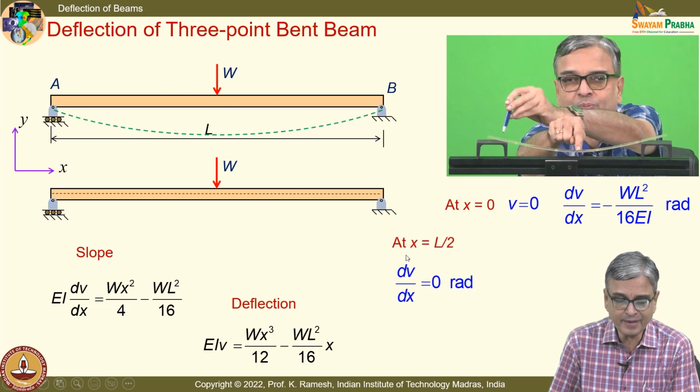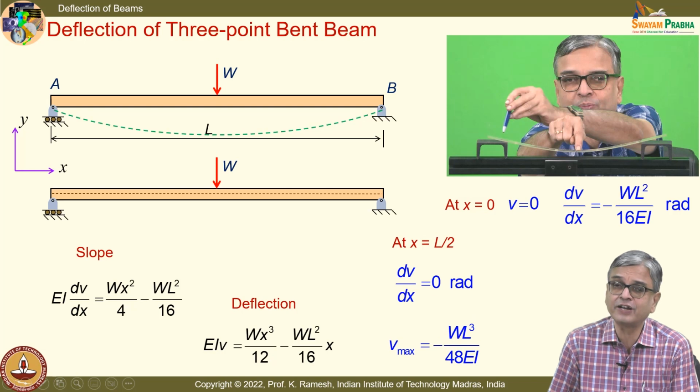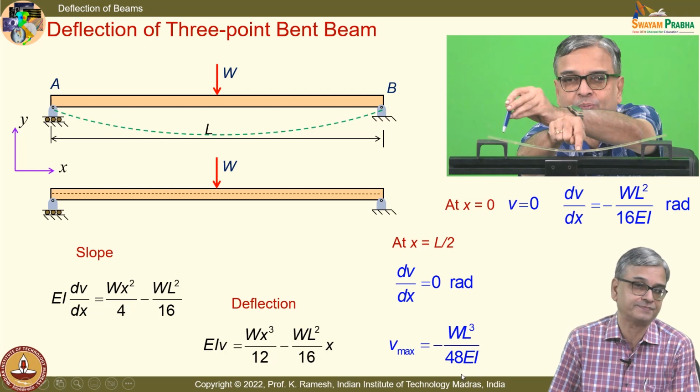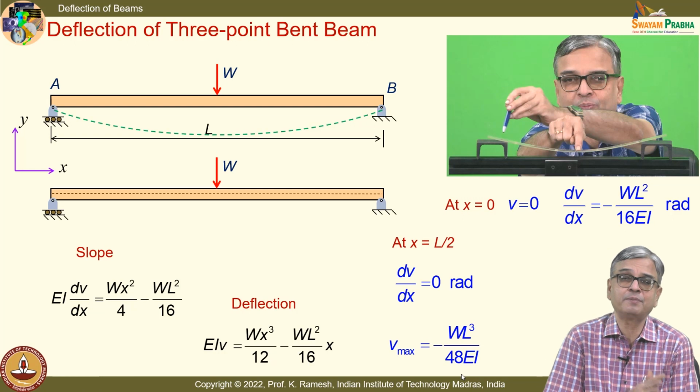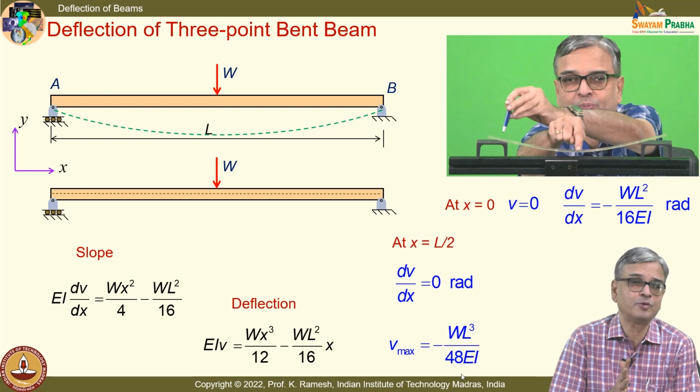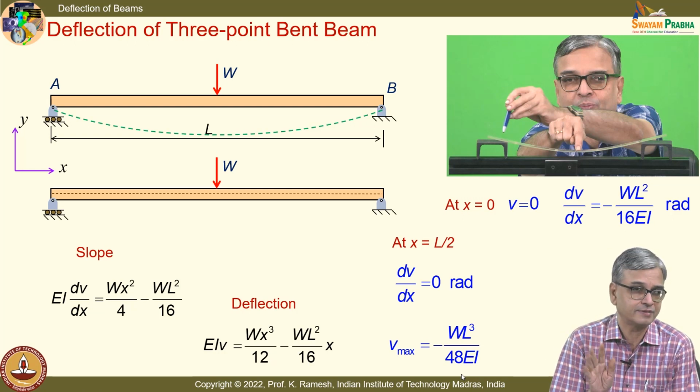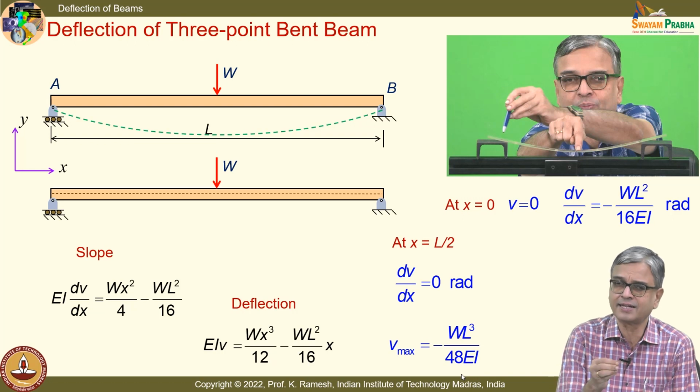And this reaches a maximum at x equal to L by 2, where the slope is 0, and the maximum deflection, including the sign, is given as minus W L cube by 48 EI. It's a very famous expression. The way we remember it is W L cube by 48 EI. We don't remember the sign. Sign comes automatically when you draw the sketch and take the coordinate system.